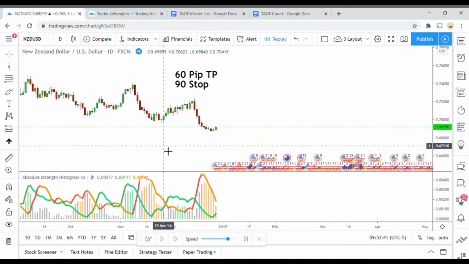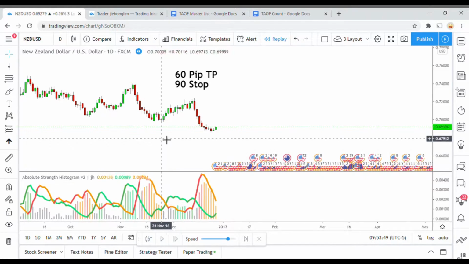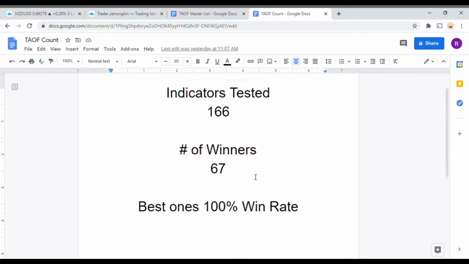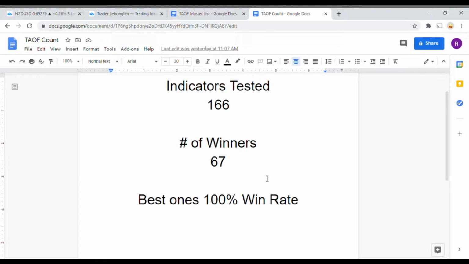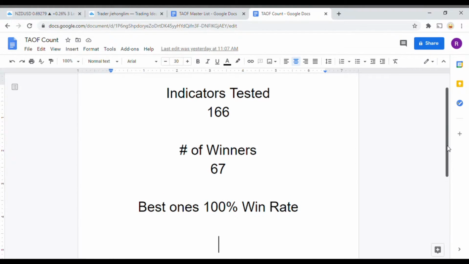Alright, as I said, today we will be testing the Absolute Strength Histogram V2 indicator. But before we do, I wanted to put the indicator scoreboard up for everyone to see. So to date, we have tested 166 indicators, and out of those 166 indicators, 67 of them have been winners, which means that they have met or exceeded the 60% win-loss ratio threshold that we have set for them. The best ones so far were able to achieve a 100% win rate.